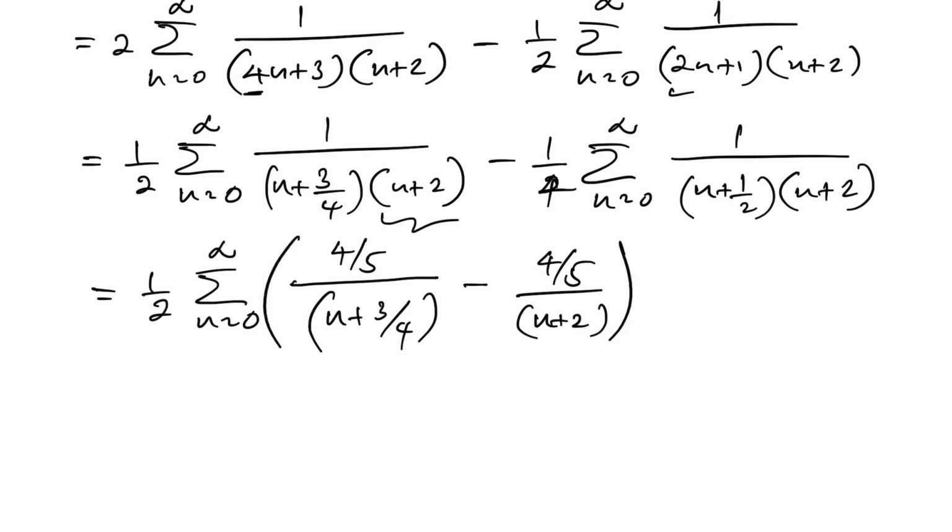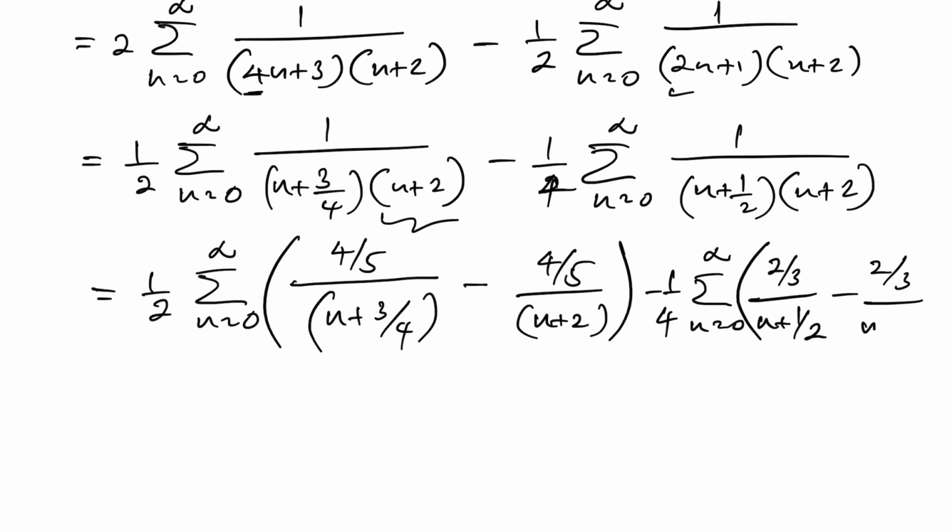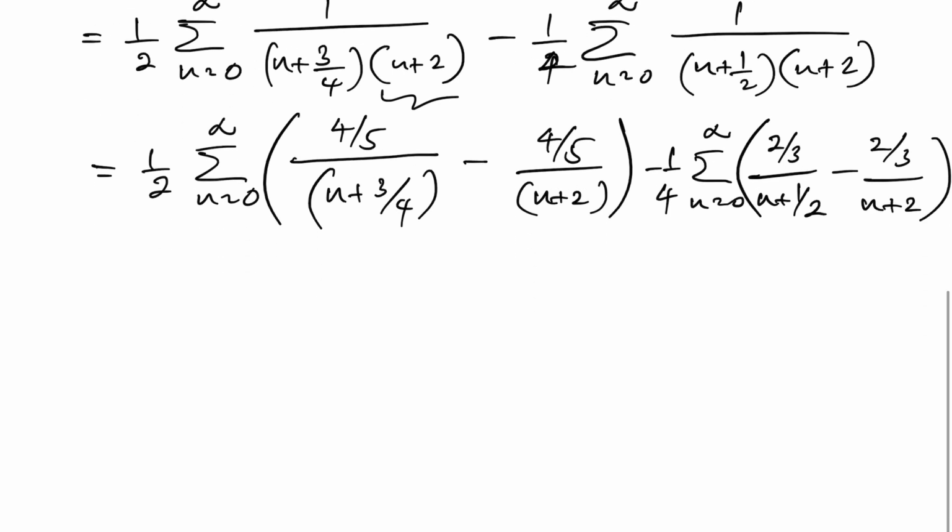Okay, then here we have minus 1 over 4, sum of n equals 0 to infinity. Now if we find the partial fractions, here we have minus 1 half, so 3 over 2, so 2 over 3, 2 over 3 n plus 1 half, and here also 2 over 3 n plus 2. Well, then we know this 4 over 5 we can take as a common factor.